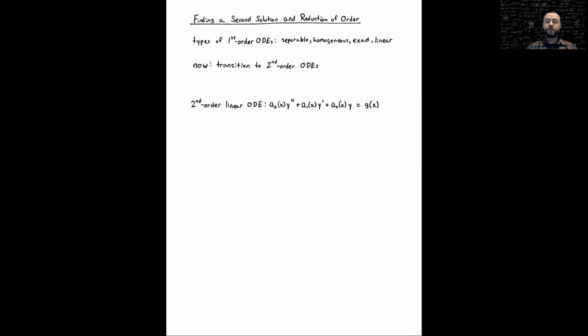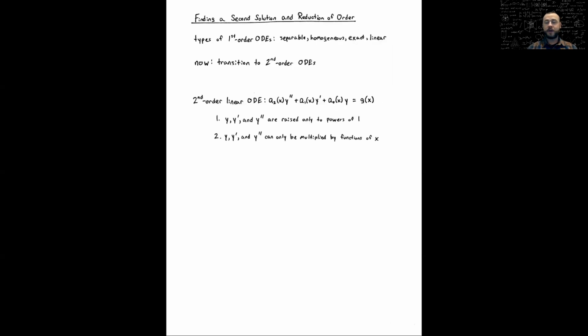All right, so what I want to do right from the beginning is introduce the main type of second-order ODE that we'll be focusing on for the remainder of our course primarily. So this is a second-order linear ODE. It has almost the same general form as a first-order linear equation, but we're adding in a y double prime term.